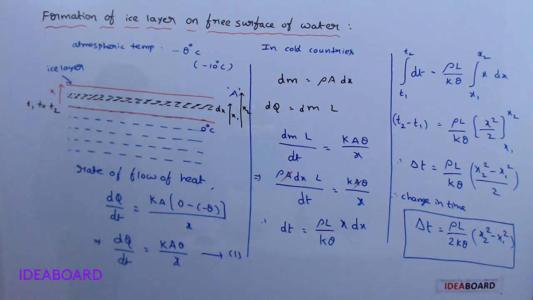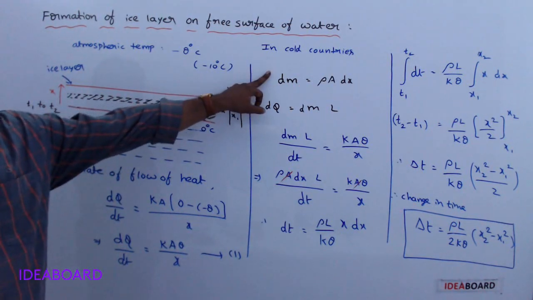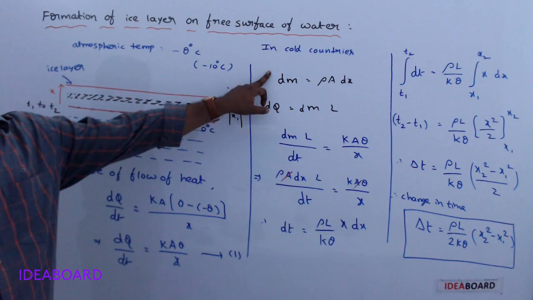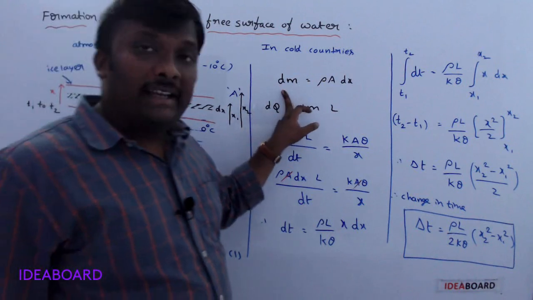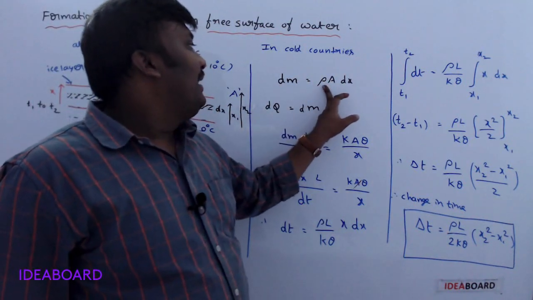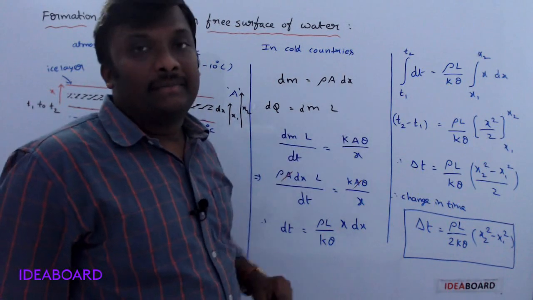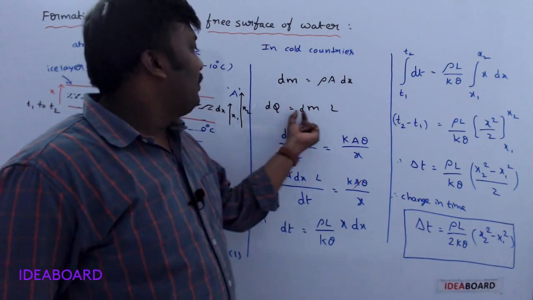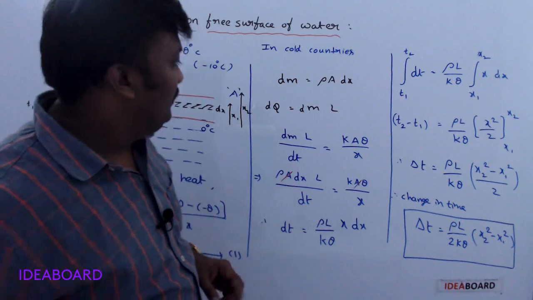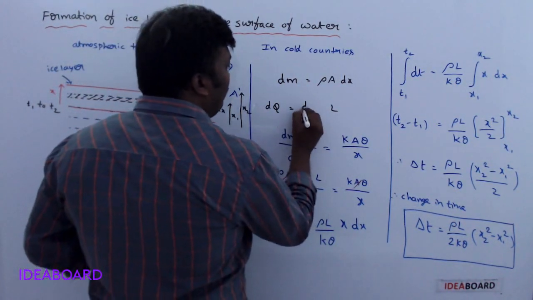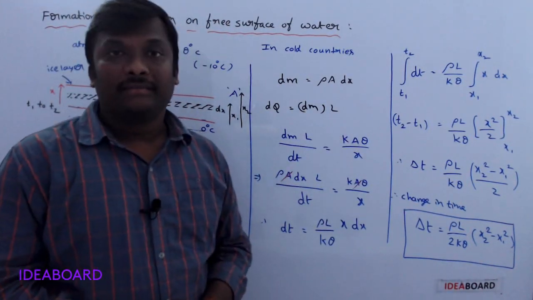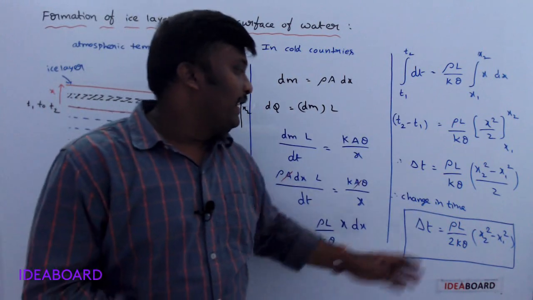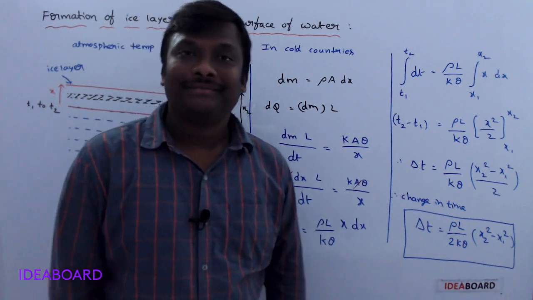And what happens here? The most important thing was, as time increases, some mass of additional ice is formed due to the loss of heat. Okay, that mass is dm. dm is equal to the formula density into volume, ρ A dx, and also we know the formula for dQ as dm into L. Okay, here L is the latent heat of fusion of ice. After that only the mathematics, finally we got a relation. Clear? Thank you.